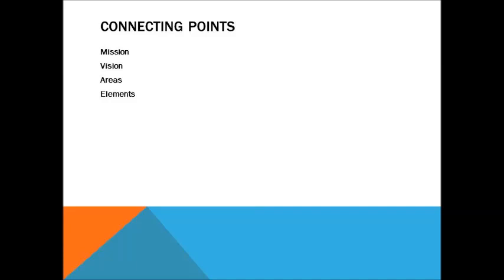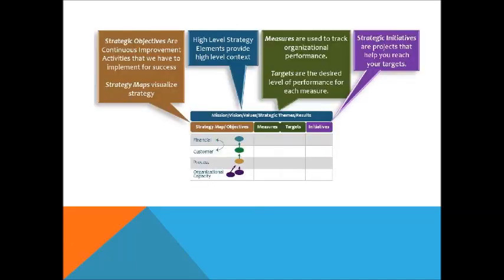On the one hand, I have the mission, vision, values, strategic themes, and results. Then I have the strategy map or the objectives in terms of the financial, customer, and other perspectives. These are the four perspectives. Now strategic objectives for each and every department would be continuous improvement activities, which have to be implemented so that success is always seen.